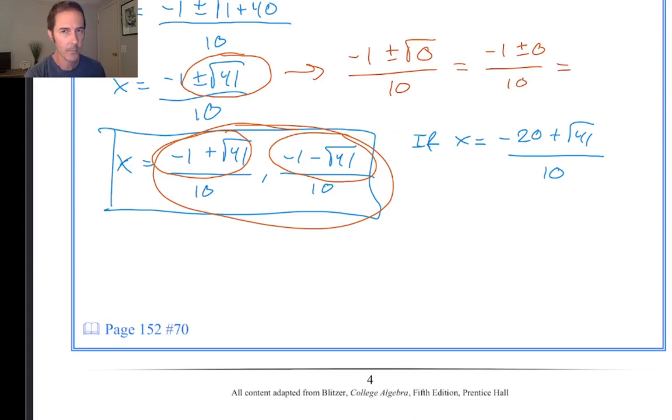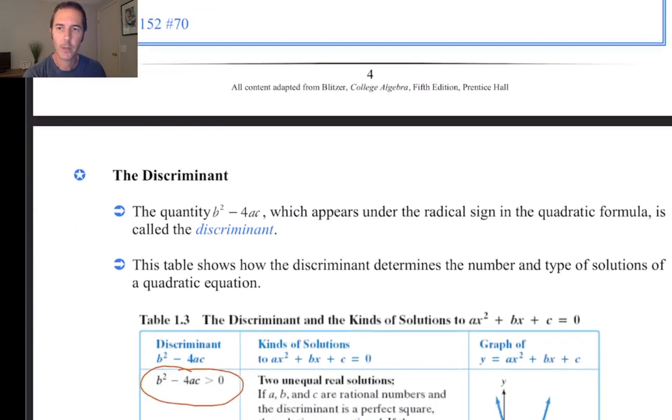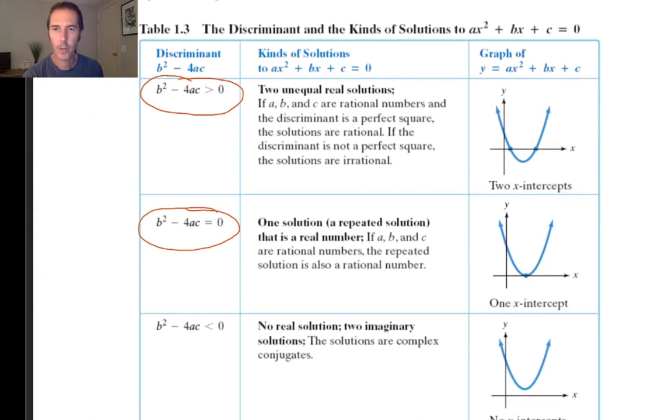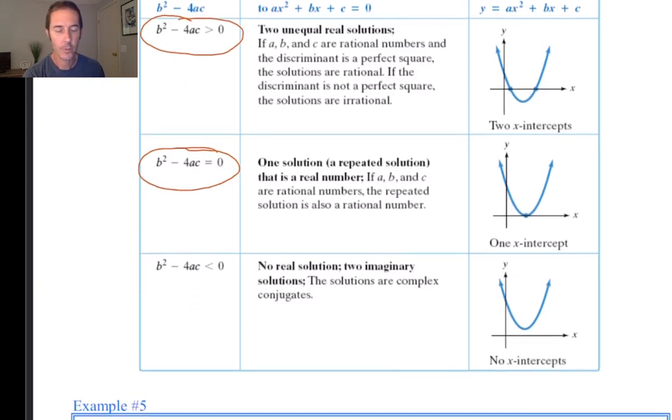Still negative 1. So while for a long time it was looking like we were going to have two solutions, if your discriminant's equal to 0, then this thing turns out to really only give you one solution. And that's what this table on the next page is saying: if your discriminant turns out to be 0, then you're only going to have one solution. It's called a repeated solution. It's like you still have two answers, they just happen to be the same answer. And that's also a real solution.